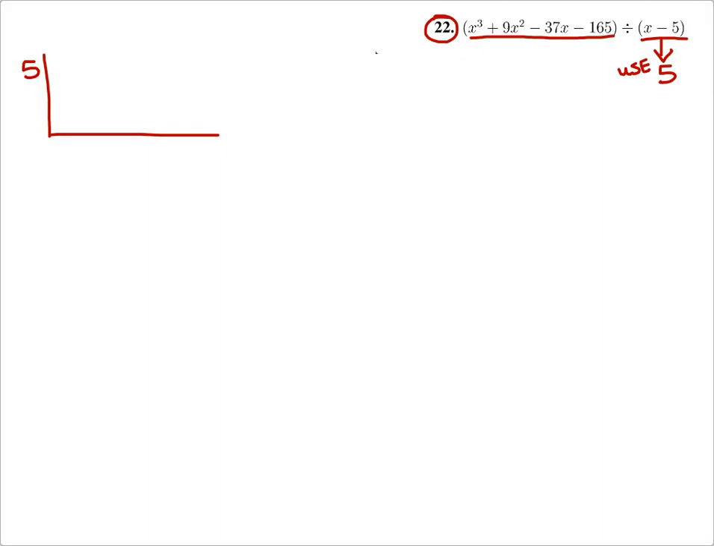We'll go ahead and write the coefficients from the problem. 1, 9, negative 37, negative 165. All right, let's get to work.